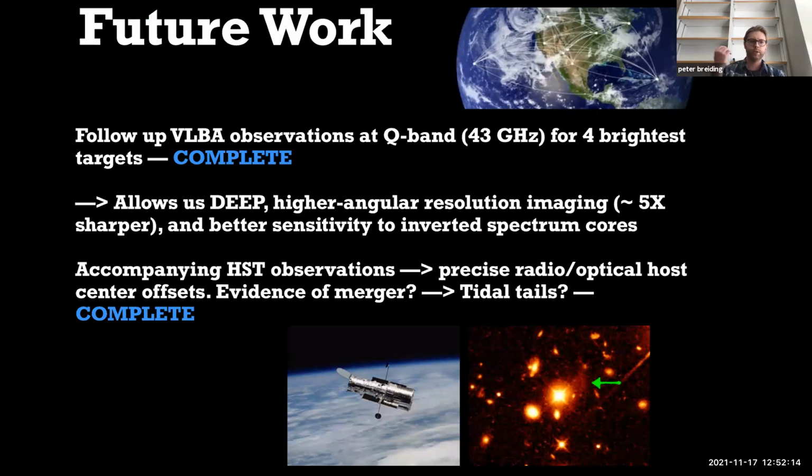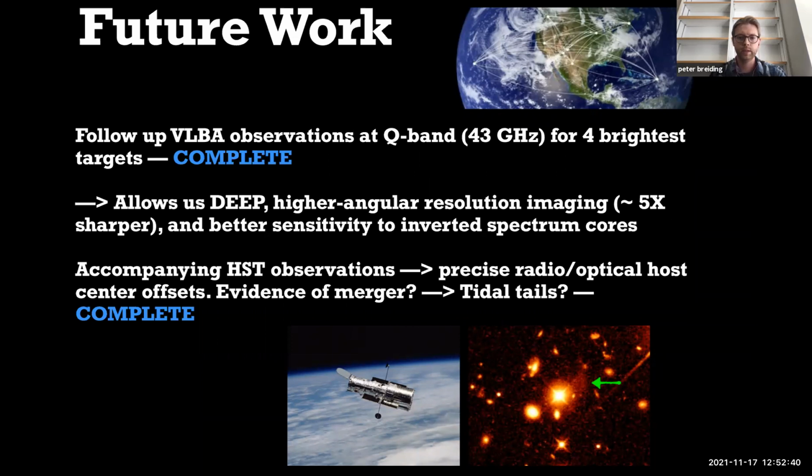So we completed follow-up VLBA observations at Q band, so 5 times higher frequency, for the 4 brightest targets. And these observations were in order to probe much smaller angular scales, 5 times smaller angular scales, and better sensitivity to inverted spectrum cores. And we have Hubble observations for those same objects in order to look for precise radio and optical host center offsets.